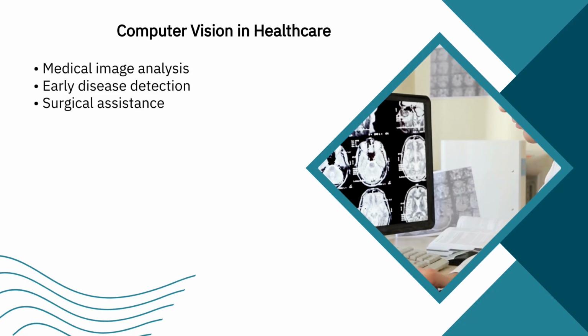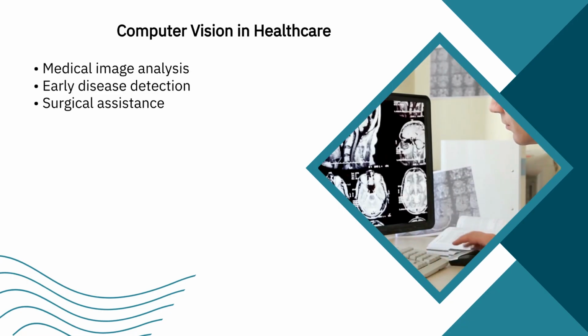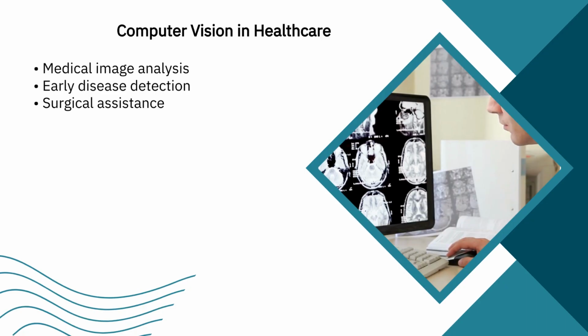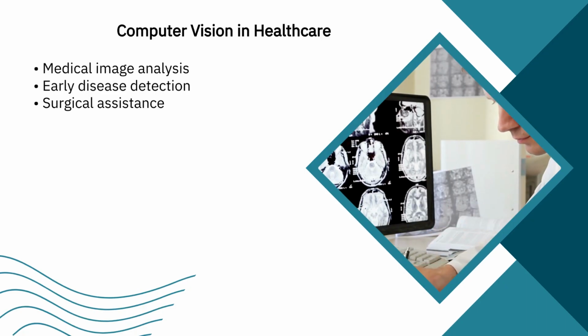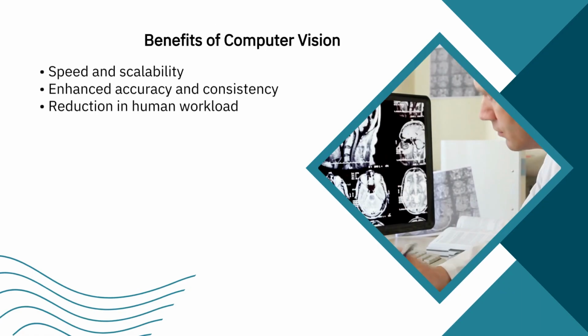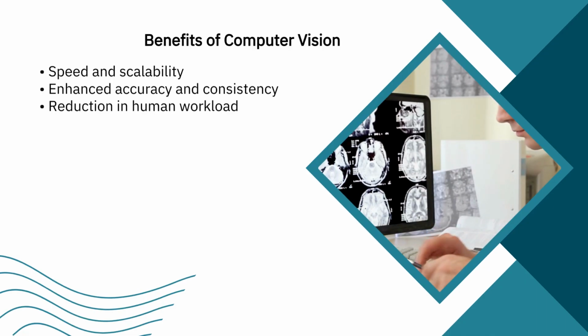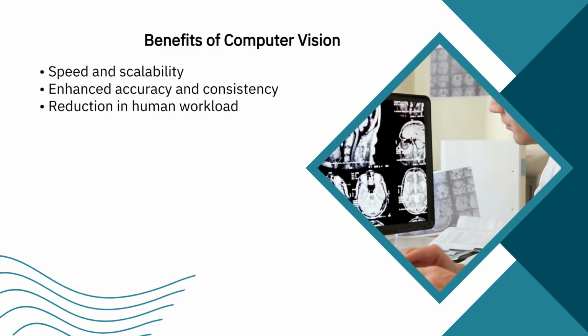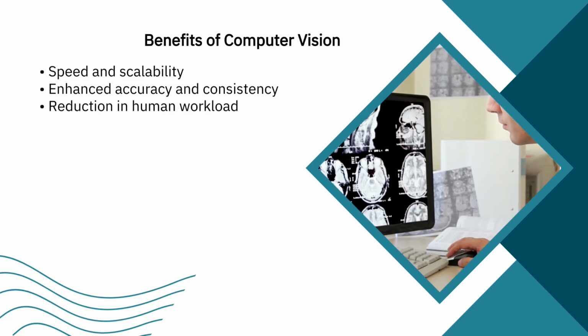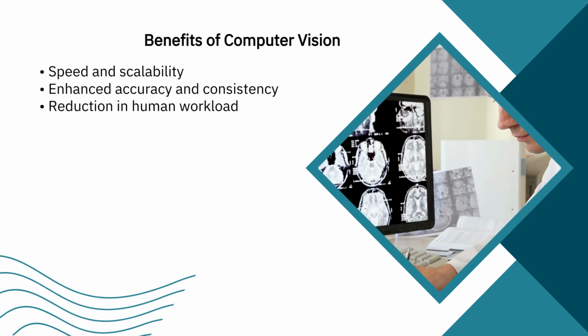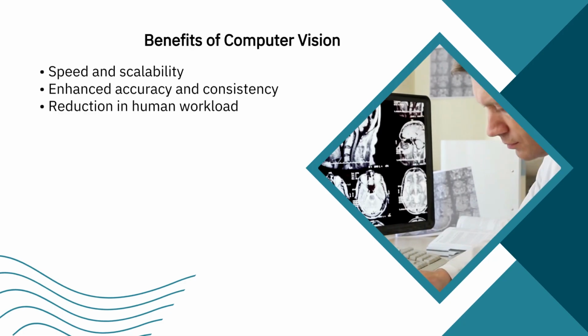And in surgery, computer vision systems can guide robotic instruments or provide real-time overlays for surgeons, helping them navigate delicate procedures with greater precision. The benefits are clear. First, speed and scalability. Computer vision can analyze thousands of images in seconds, something no human could do manually. Second, accuracy and consistency. It applies the same criteria every single time, eliminating variability caused by fatigue, distraction, or bias.